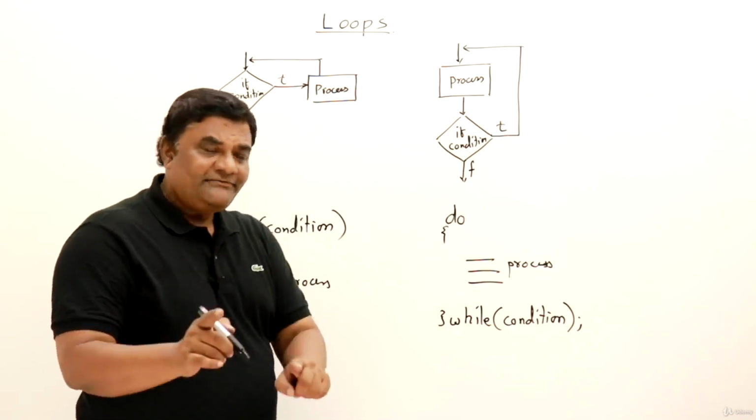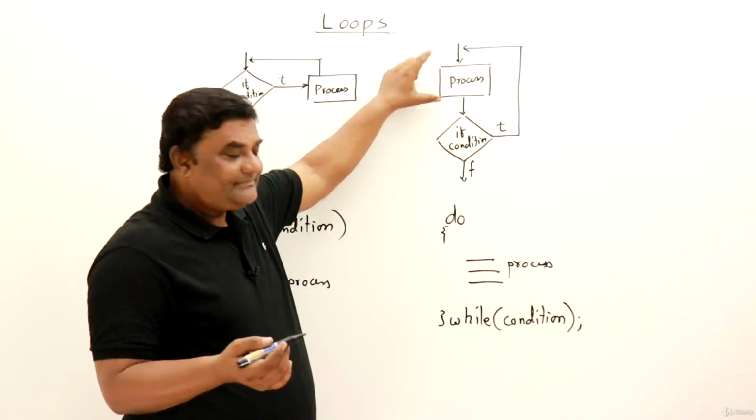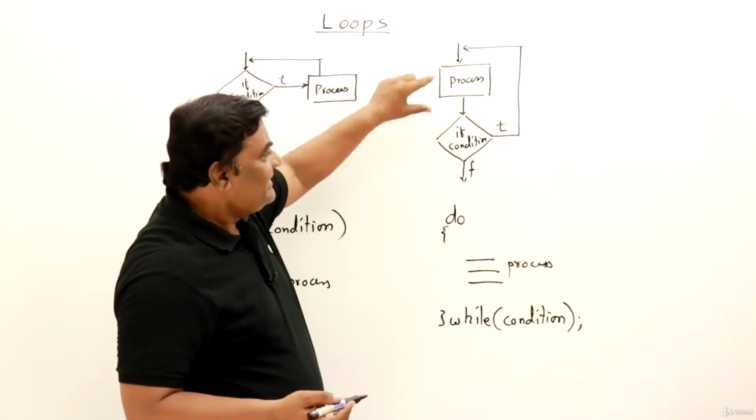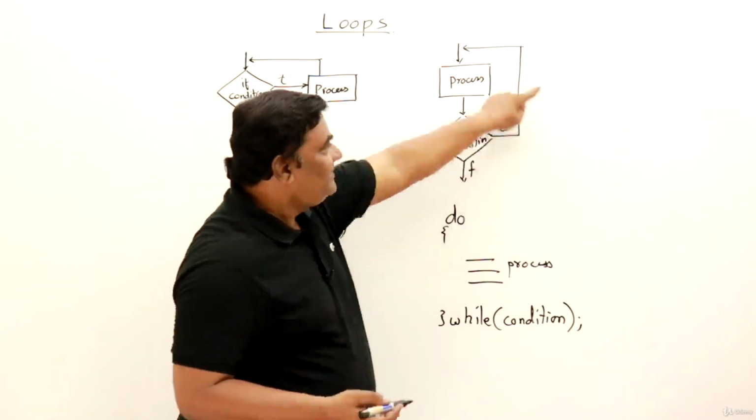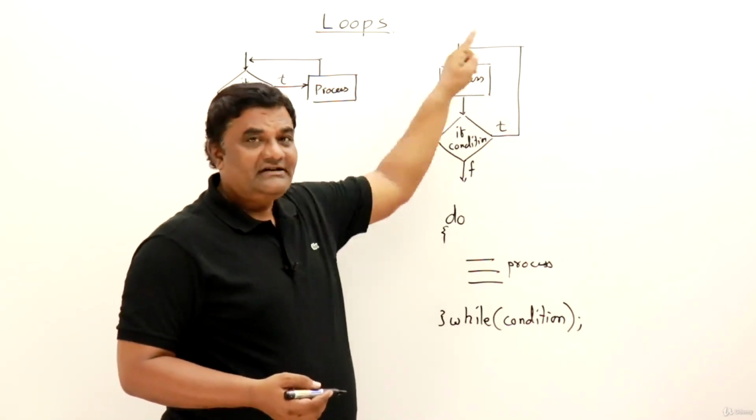So the diagram for this one is given here. First it will process, meaning it will perform the steps that you want to repeat. Then the condition is checked. If it is true, then again go back here and repeat the process. So this is the diagram.